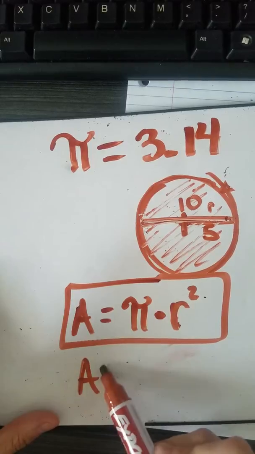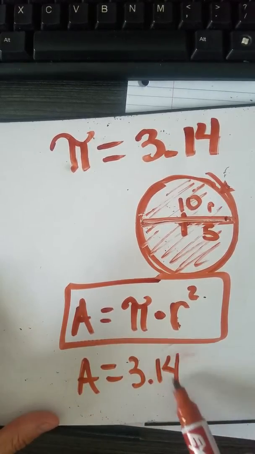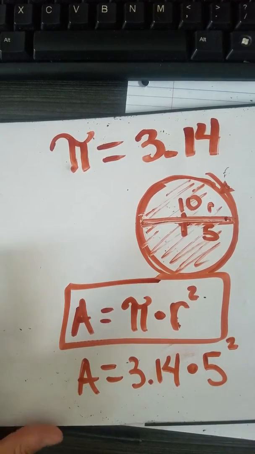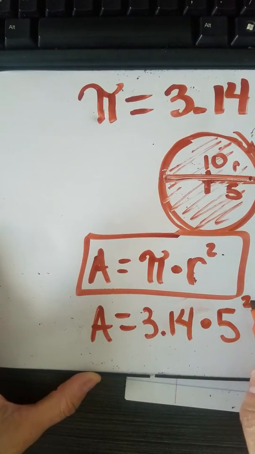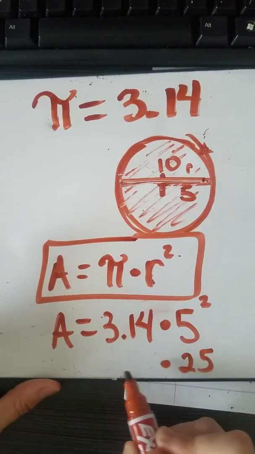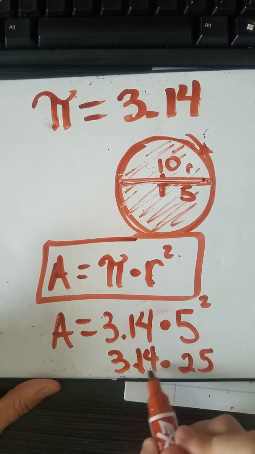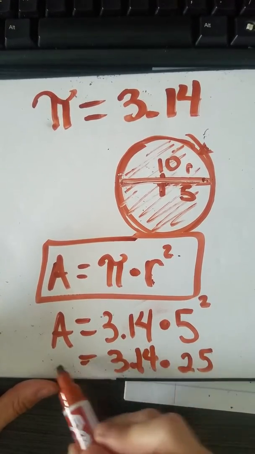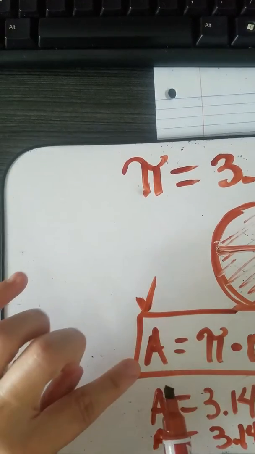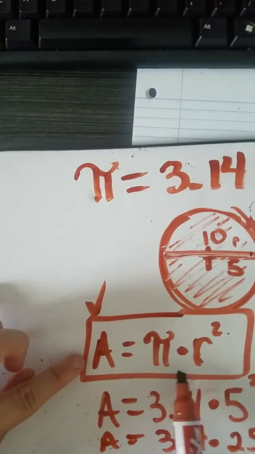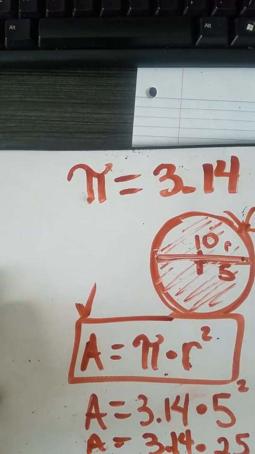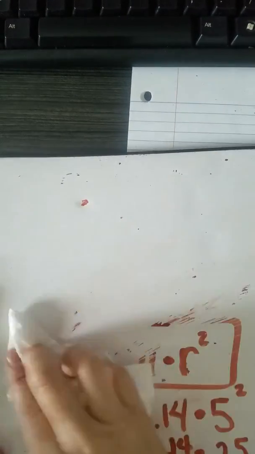And then at that point, you go A equals 3.14, you just plug everything in, 5 squared. And then 5 squared is 5 times 5, which is 25. And then 3.14 times that, you put that in the calculator, and you get your answer. And that is your area. Easy peasy. So you have to memorize the formula for area, and you need to memorize the formula for circumference. And that's going to be in the test tomorrow, in the quiz tomorrow.